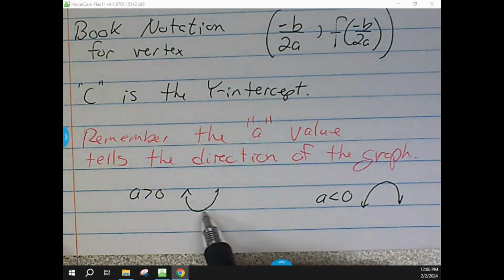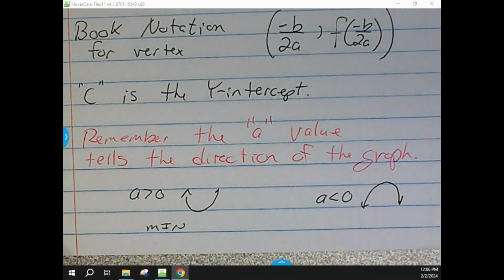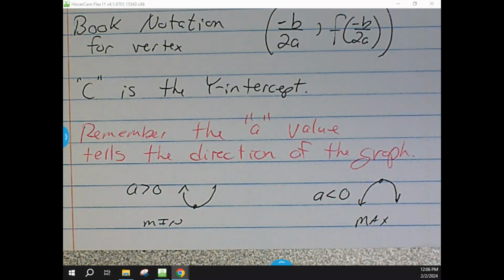And again, if it looks like this, the vertex is the bottom. The vertex is going to be a minimum. If it looks like this, where the A value is negative, the graph will look like that. That means the vertex is going to have a maximum. Okay, so that part doesn't change.